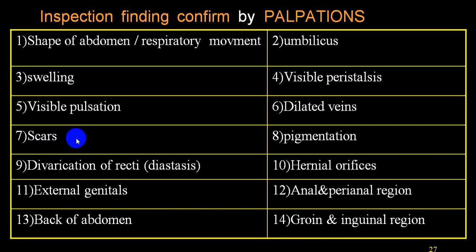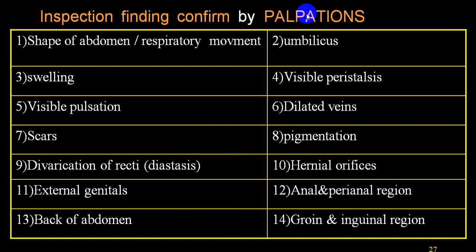Scar, you can identify tenderness, size, any discharge, any gap, or also you can identify the scar hernia, etc. Divarication of recti can also be confirmed by palpation. When you ask the person to elevate the head, you can see that the two recti are separated, and between the two recti there is a gap and there is a bulging of the abdominal wall. That can be confirmed by palpation, which you have seen on inspection.